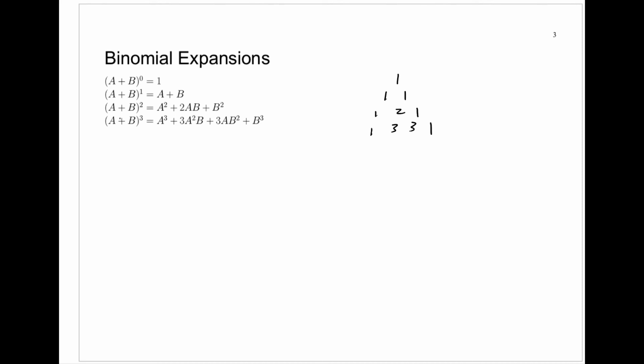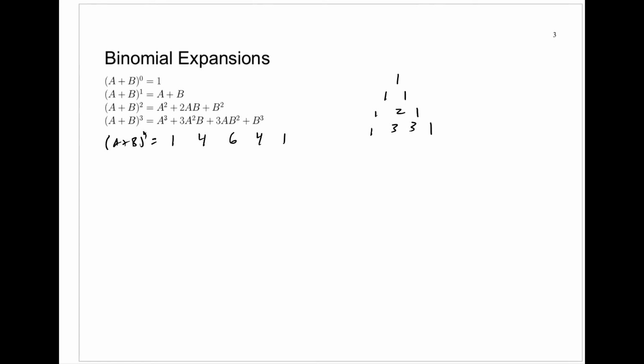Can you guess, if you haven't seen this before, what A plus B all to the 4th power is? Well, the coefficients you can guess would be the next row of Pascal's triangle, 1, 4, 6, 4, 1. But what would the other parts be? Notice that when you square A plus B, every term has power 2. You have an A squared, you have a B squared, and here you have a mixed term with 1A and 1B, so the total power is 2. That's true in every case. A plus B to the nth power, the total power of any term will be n.